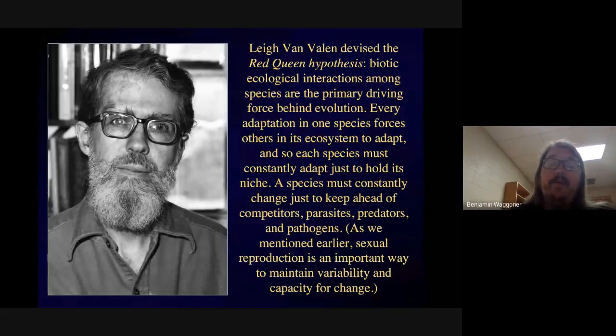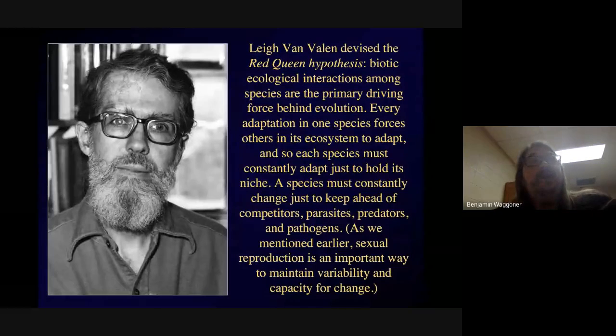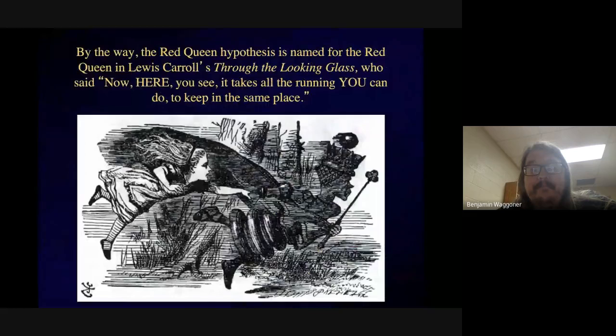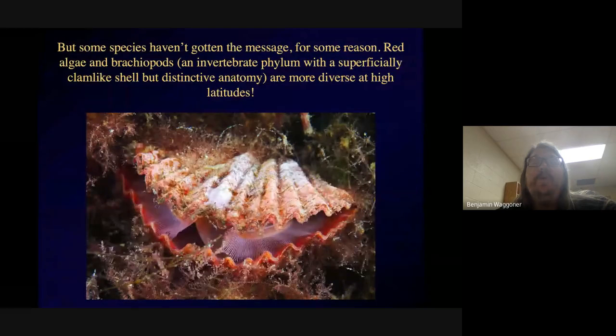And we talked about this a while back. One way that species do this is by sexual reproduction. By constantly messing with your DNA, you generate variation, you generate change, and you generate the ability to evolve new adaptations to keep ahead of your competitors and predators and all that. So the idea is that maybe you have more biotic interactions and more intense biotic interactions in the tropics than you do in the poles, where there's just not as much happening. And that might explain the latitudinal diversity gradient.